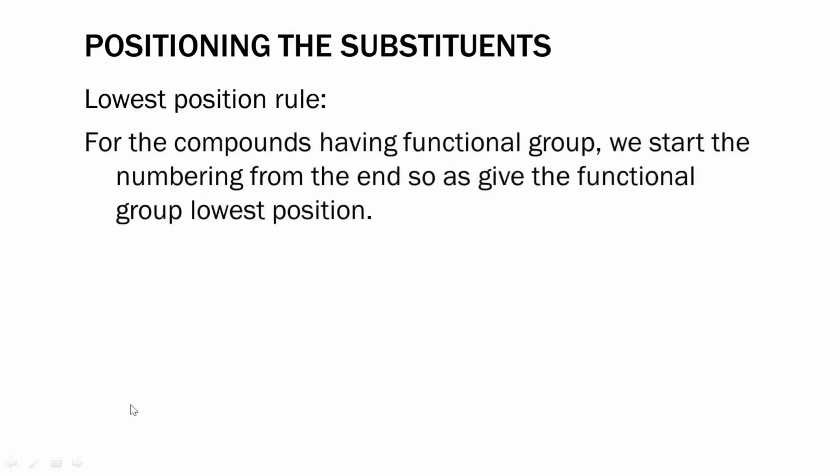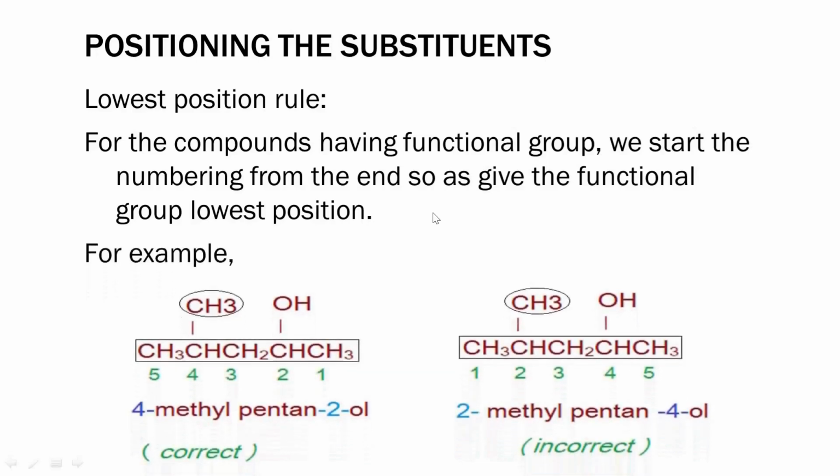Similarly, for a compound having a functional group, we start the numbering from the end so as to give the functional group the lowest position. So if there is a presence of a functional group, we need to provide the functional group the lowest position. For example, over here, there is a CH3, this is a substituent, and here is an OH, this is the functional group. Although, if we count from over here, 1, 2, 3, CH3 will get 2 position, and from this end, CH3 will get 4 position. That's why 4-methyl, and that's why 2-methyl over here.